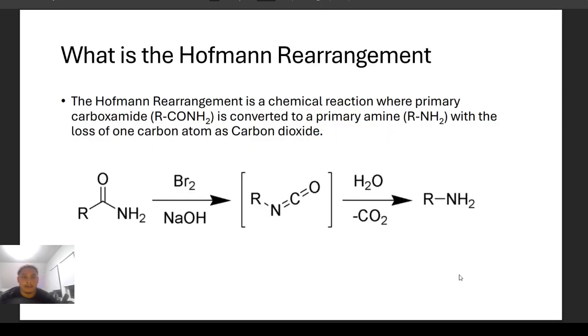Next is the Hofmann rearrangement. So, what is the Hofmann rearrangement? The Hofmann rearrangement is a chemical reaction where a primary carboxamide is converted to a primary amine with the loss of one carbon atom as carbon dioxide. You can see this right here. You'll form your isocyanate right here, and then with water, this will break and form CO2 and your amine.